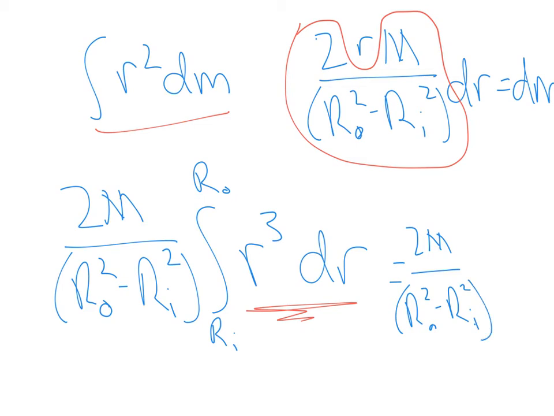Okay. And now we have r to the fourth over 4. And the notation here, I'm going to put this bar, is because I haven't substituted in the limits yet. But I'll show you how to do that. I just kind of ran out of space. So let's go ahead and do that next.